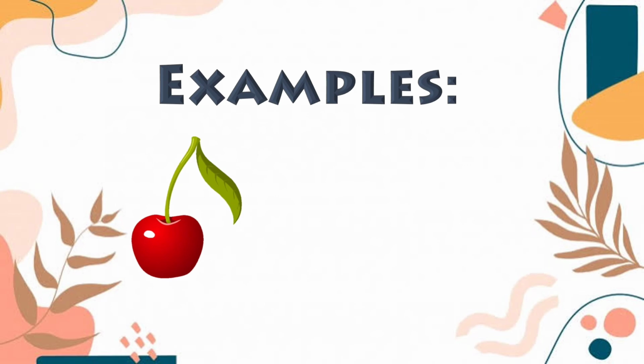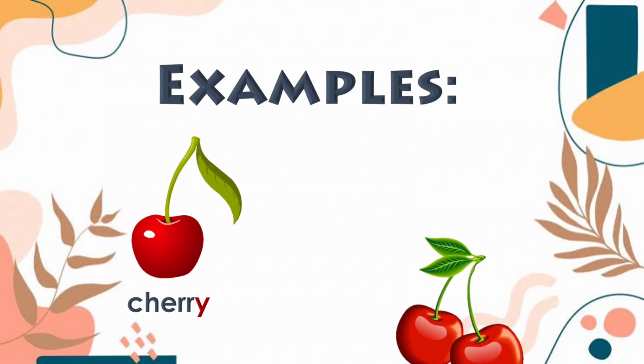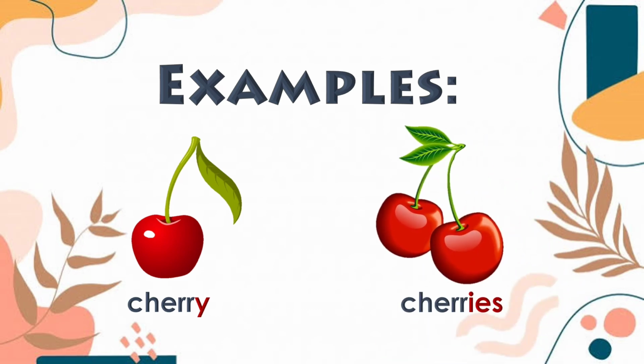Next, we have here a count noun, cherry, and it also ends with letter Y. It is singular because we only have one cherry. And in order to form its plural, so we have more than one cherry, it will become cherries. We omit the letter Y, we change it to I, and then we add ES.